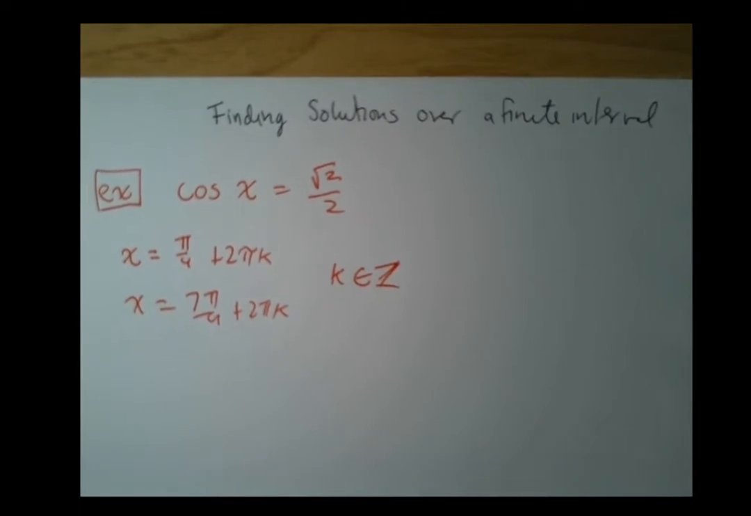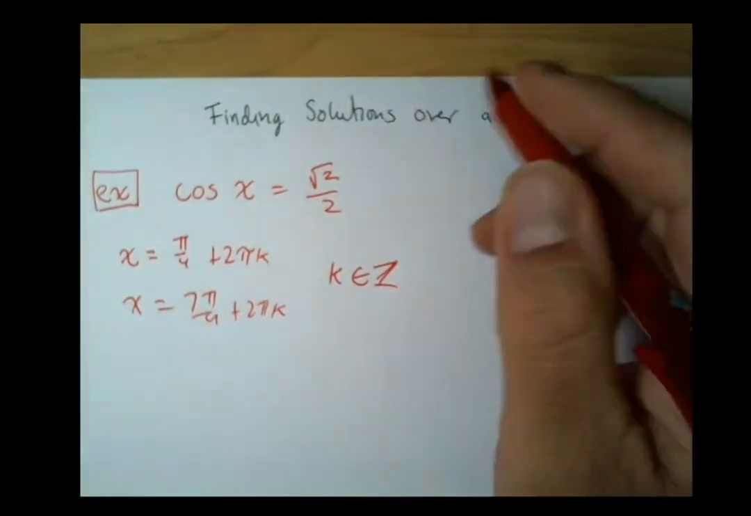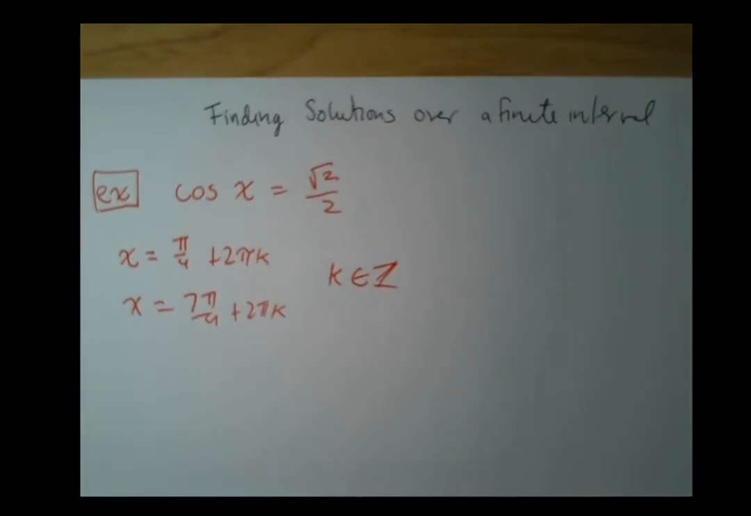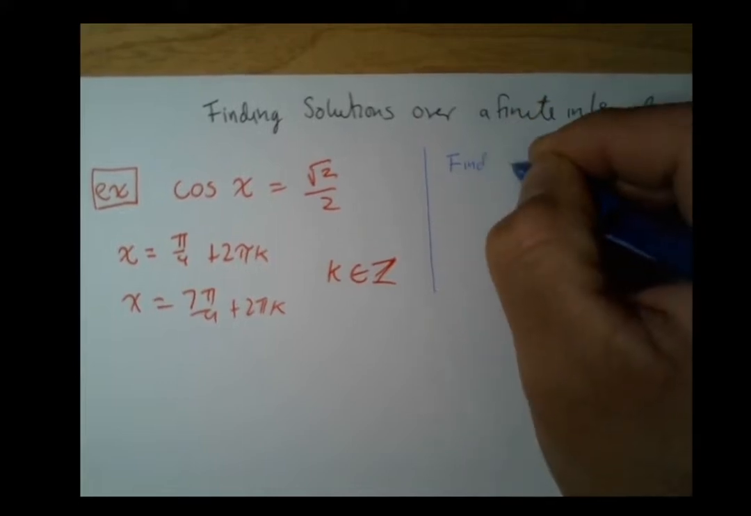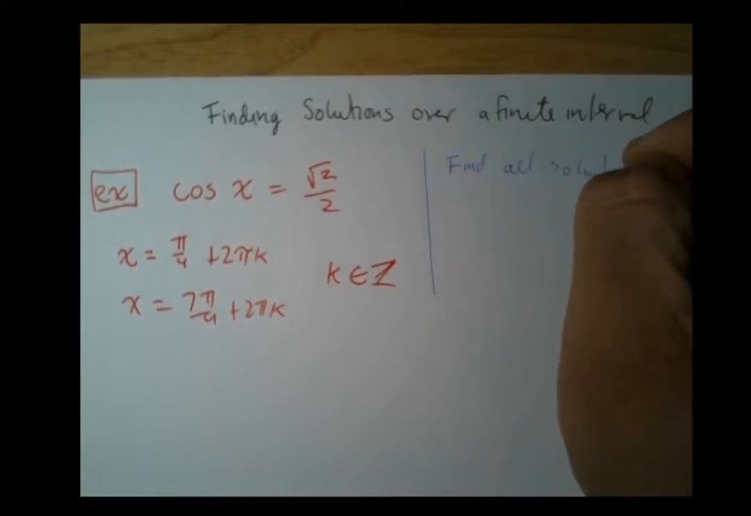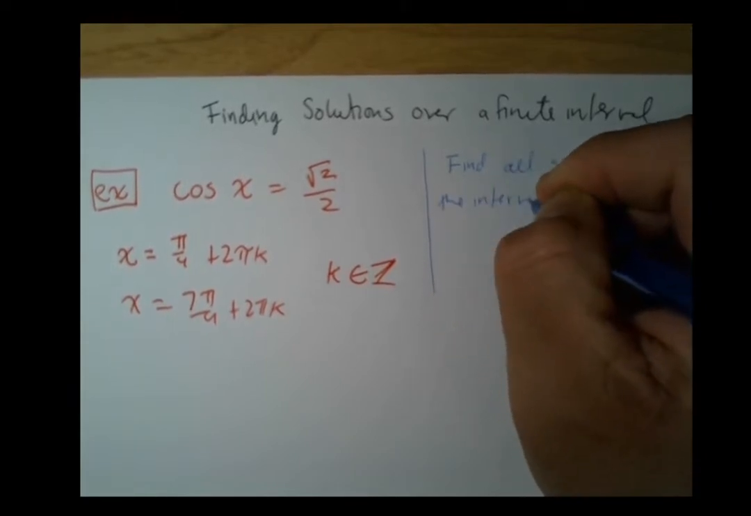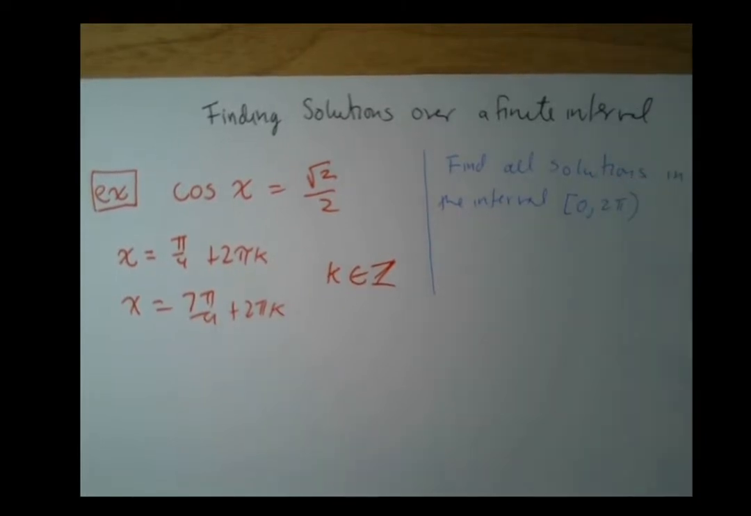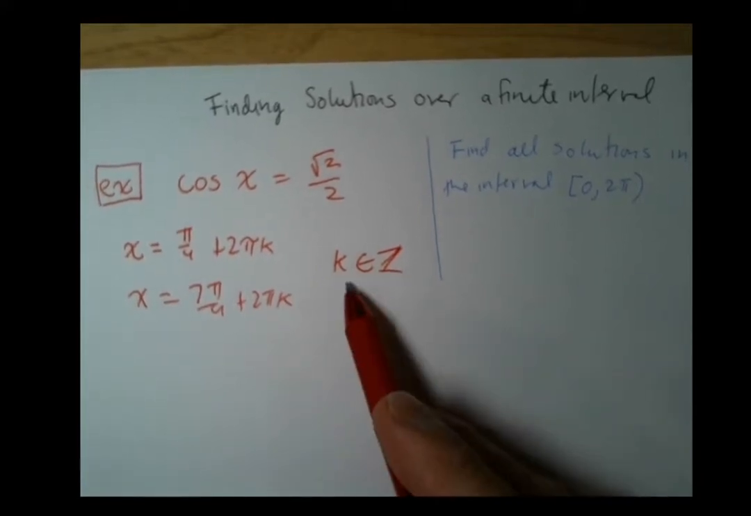Okay, now let's say that I have the solutions already, but we got to the end of it and the problem actually asked me to find all solutions in the interval 0 to 2 pi. Okay, so all we have to do here is plug in values for k.